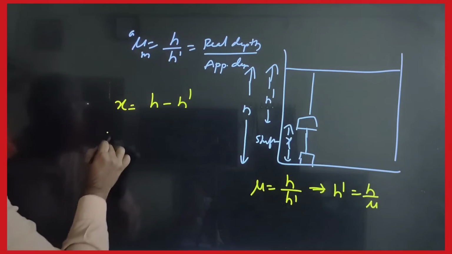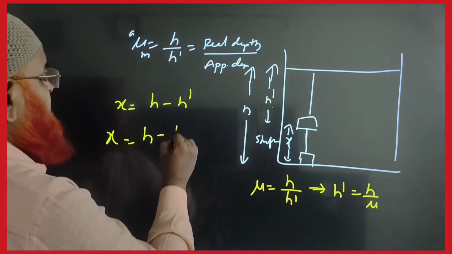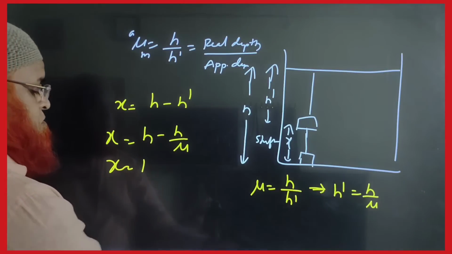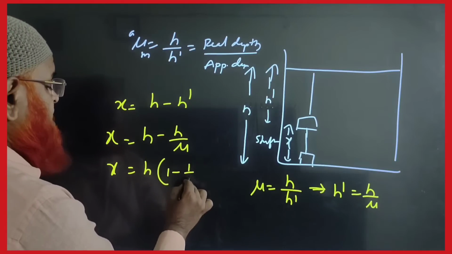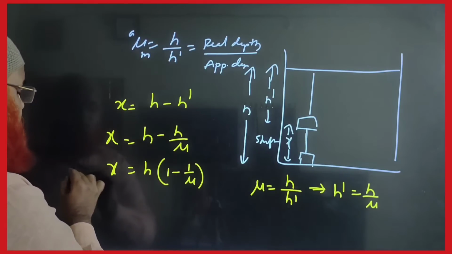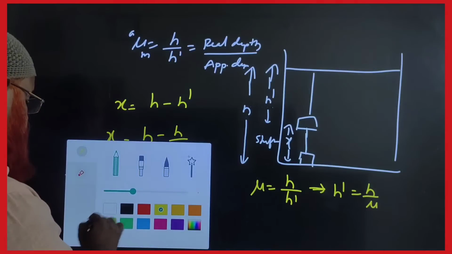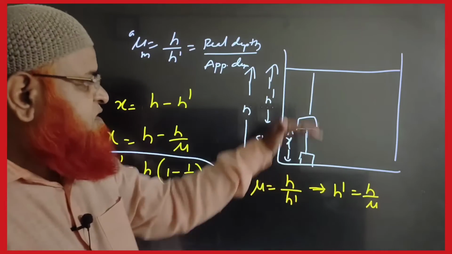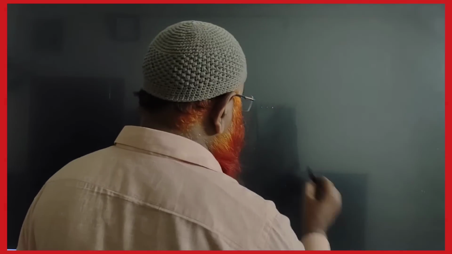So what I am going to do now? I will write H like that only, minus, instead of H dash, I am writing H by mu. So x is equal to H; if you take H common, it is 1 minus 1 by mu. That is the formula for shift. Understood? This is the formula for the shift of the coin. Is it clear what I am saying? And this is applicable for a glass slab also.